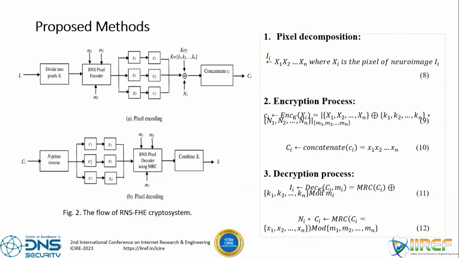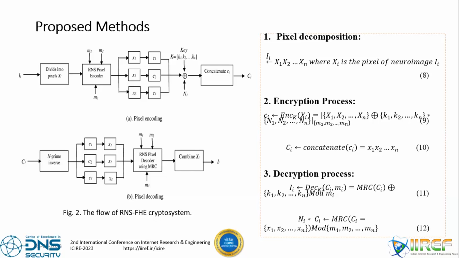In the encryption stage, we have the encoding of the pixels with respect to the moduli set. Then the key parameters will be used along with a large prime number n to generate the cipher pixels, while the cipher pixels will be concatenated to obtain the cipher neuroimage. For the decryption process, the inverse of the prime n is first of all obtained from the cipher neuroimage.